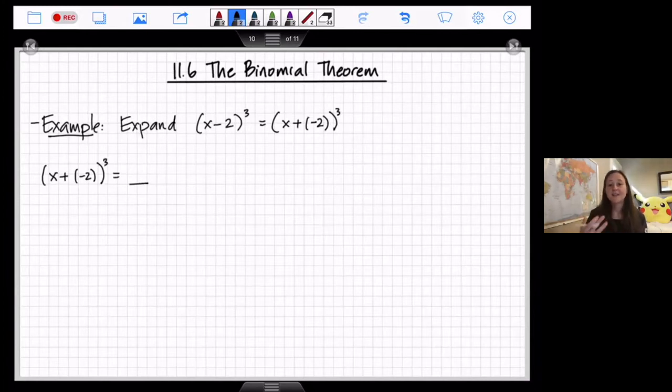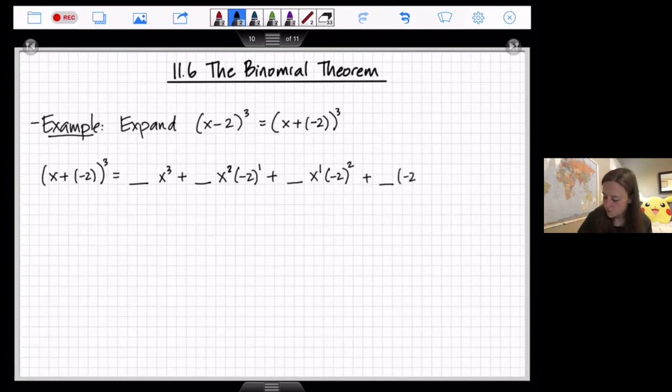We start off with x to the highest power, so x cubed. And then we start losing powers of x and gaining powers of negative 2. So we're going to have negative 2 to the first, lose another power of x, gain another power of negative 2. Again, spot checking at each term that the x exponent and the negative 2 exponent add up to 3. That's our exponent on the binomial. Our last term, we finally ran out of x's, x to the 0, and we just have negative 2 to the third power.